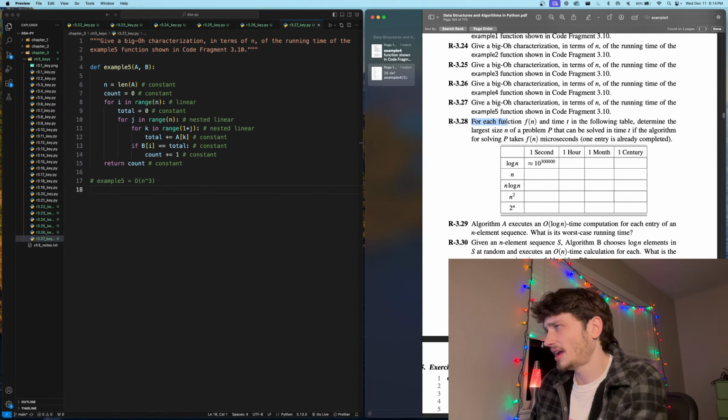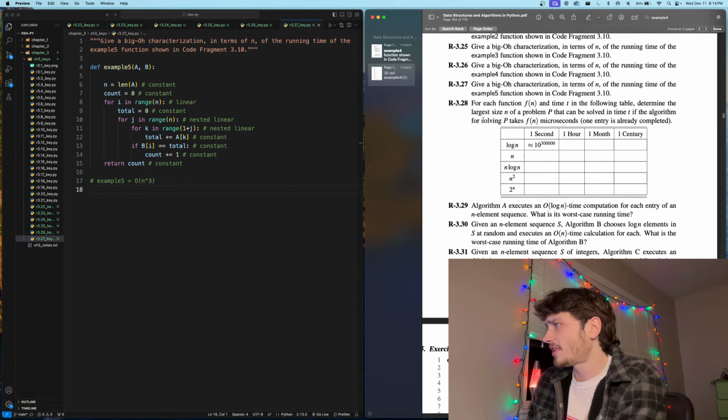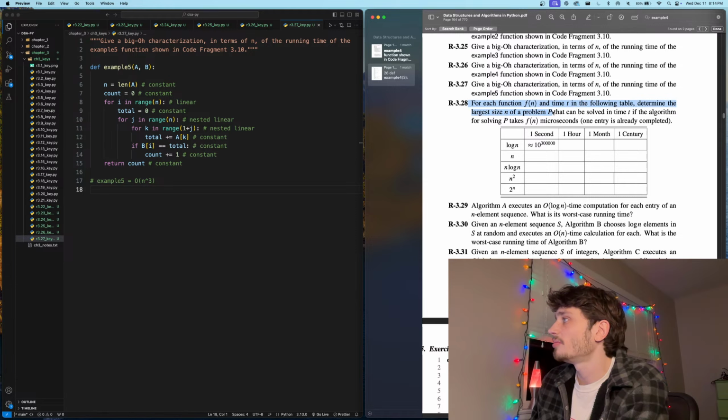So 328 says, for each function f of n and time t in the following table, determine the largest size n of a problem p that can be solved in time t if the algorithm for solving p takes f of n microseconds.